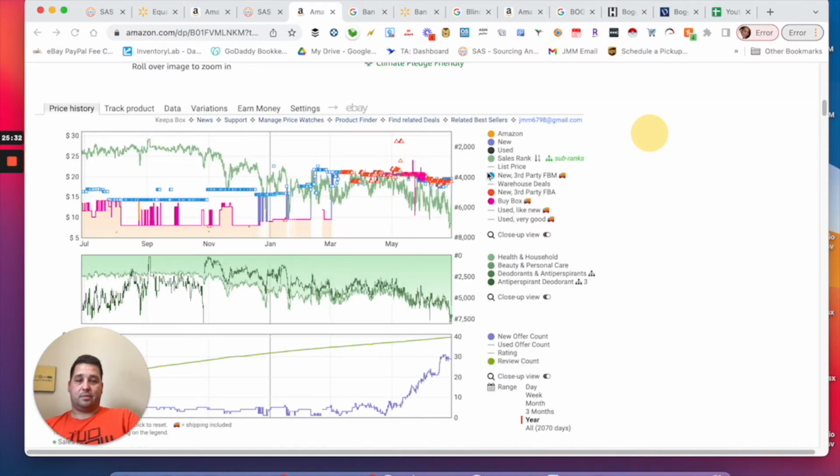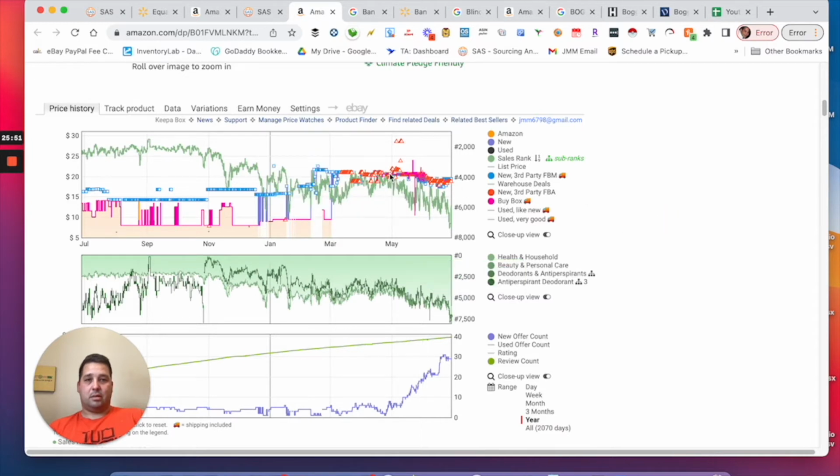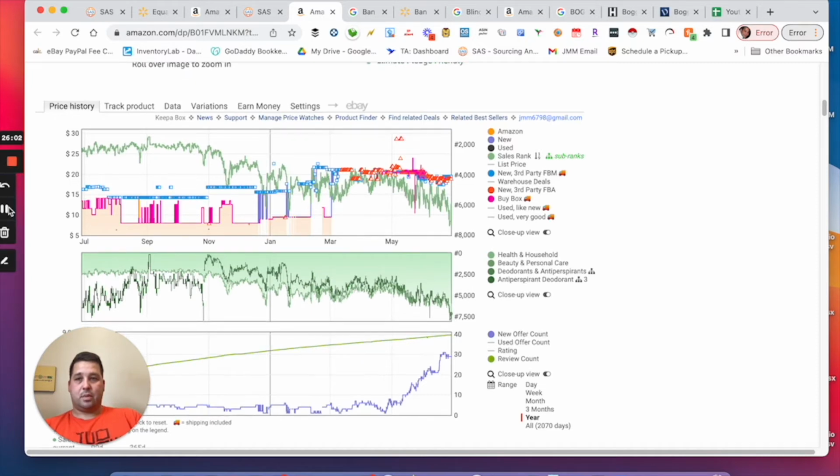Let's see. I just closed a bunch of windows on the second screen. I didn't realize I had so many open. So it doesn't look terrible at first, but that's why we're going to want to zoom in here. All right. Come on, Keepa. Let me refresh this. Sorry, guys. Something weird's going on.